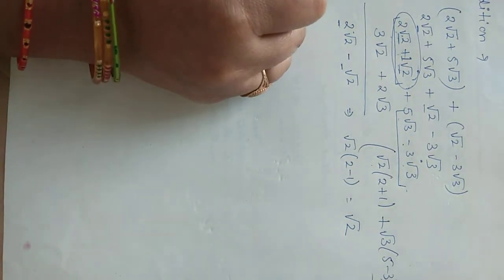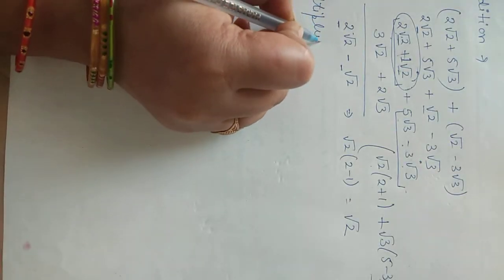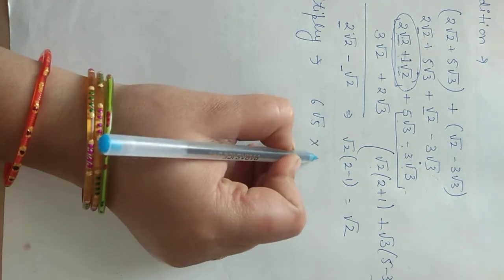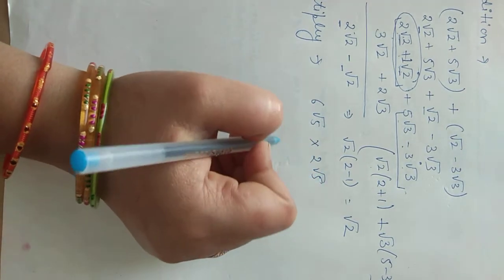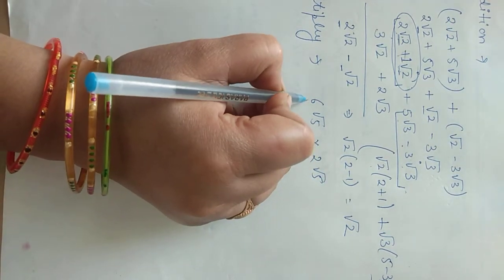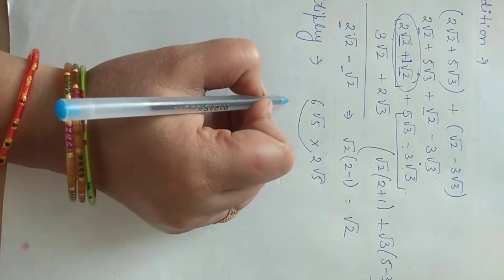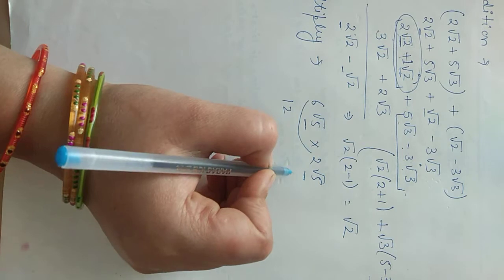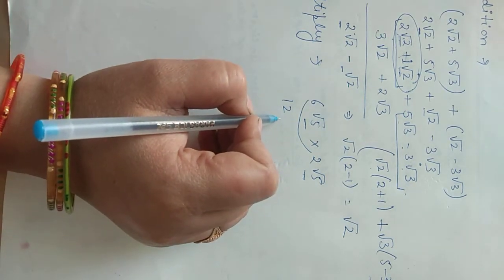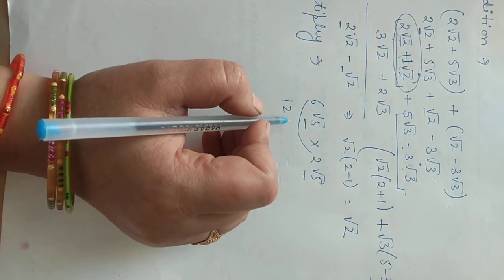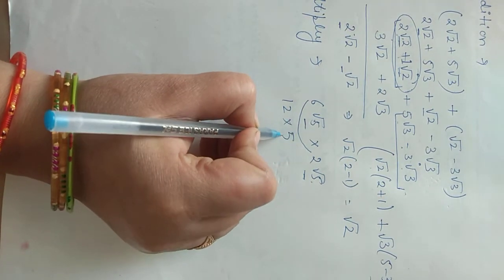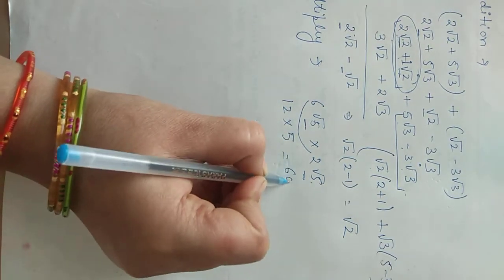Now multiplication is there. Now you have to multiply. So just see, the number is 6 root 5 into 2 root 5. How will you solve it? 6 into 2 is 12. Now you have root 5 and root 5. When the same root is multiplied, you get only 5. Root 5 multiplied by root 5, you get 5. And the result is 60.